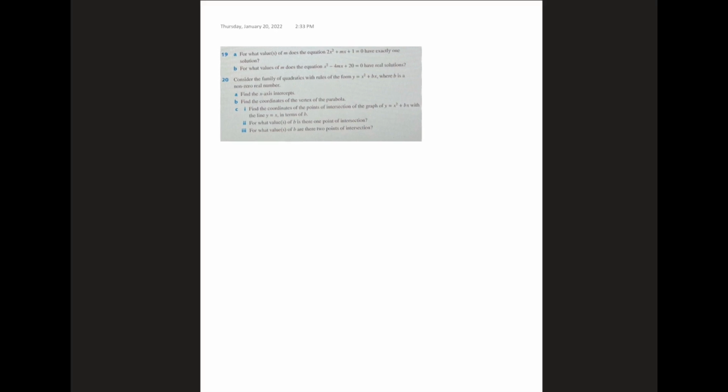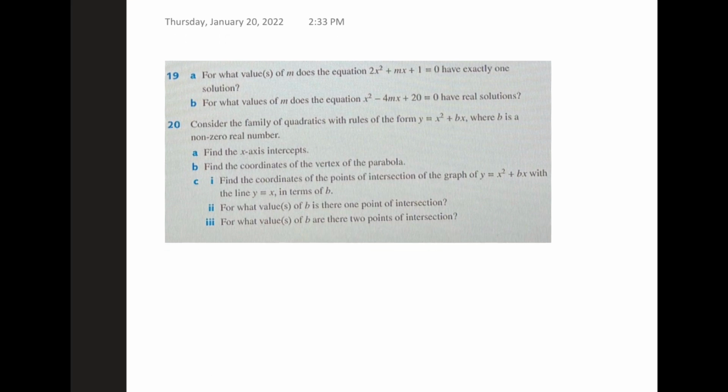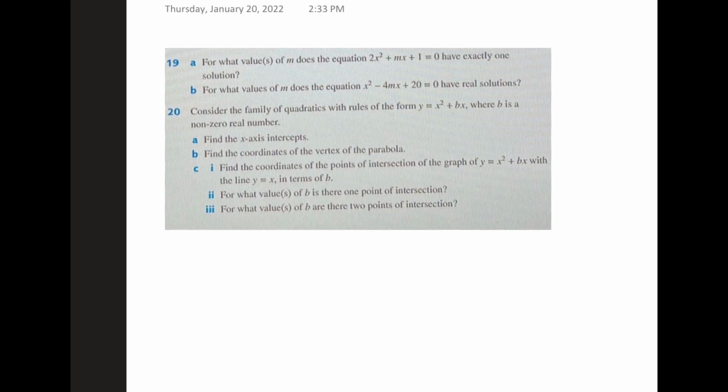Okay, so let's see question 19 here. Question 19. For what values of m does the equation have exactly one solution? Okay, so when they say one solution, we have to use the discriminant, where the idea is b squared minus 4ac equal to 0. That is one solution.